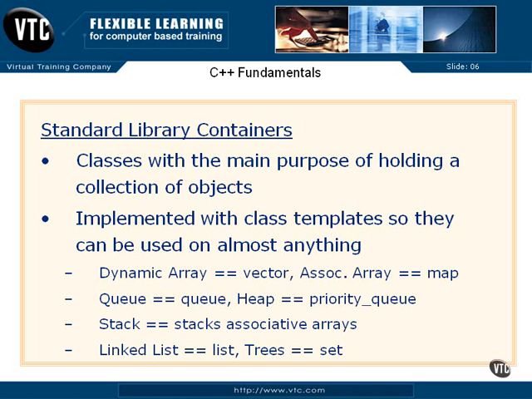An associative array is a map. There are queues. A heap is called a priority queue if you're going to implement a heap of memory. A stack, popping off the stack and pushing onto a stack, is called a stack. And then a linked list is just a list. We're going to take a look at that. And trees are sets. So you can have a binary tree implemented as a set container.